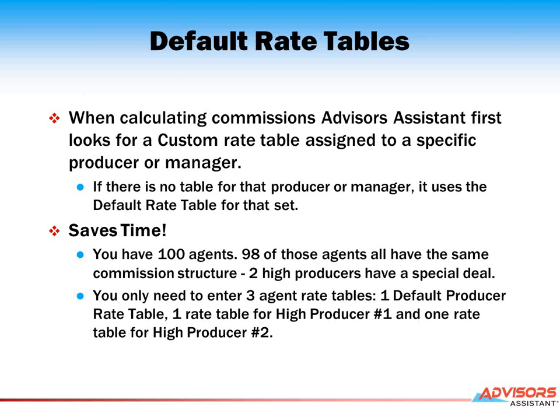Rather than you having to enter 100 separate rate tables, with the default table, you only have to set up 3 tables. You're going to set up one default table that's going to work for the 98 agents that all get paid the same rate. And you're going to set up 2 custom tables that's going to work for each of the 2 high-producing agents. So just 3 tables, and that's where you're going to see saving all of that time.